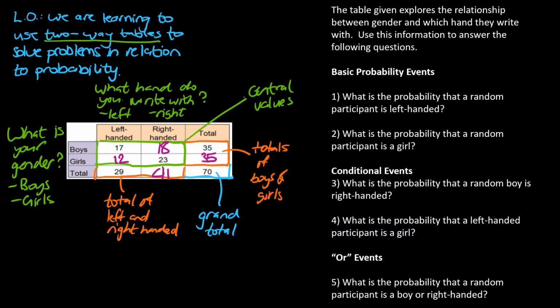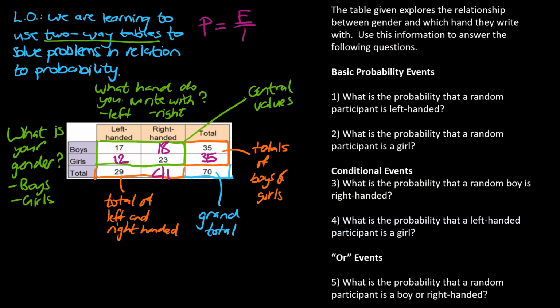We're now going to move on to how we use this table to actually answer problems in relation to probability. And before we start, yes, we are going to continue to use our probability is always equal to F over T approach. This works for most probability related questions. Doesn't matter if you're looking at a table, a tree, or a Venn diagram, it'll still work.